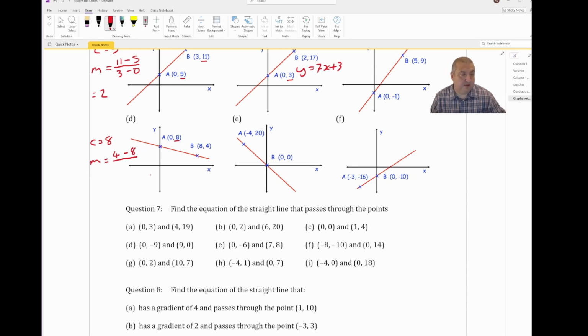And it goes across 8. So 8, take away 0. That will give us minus 4 over 8, which if we cancel that down should give us minus a half. So that's our gradient. So for this, y will equal minus 0.5x plus 8. A bit more complicated, always is when it comes to negative numbers.